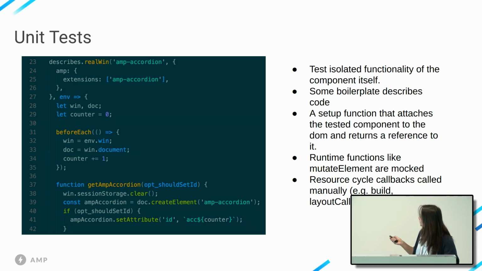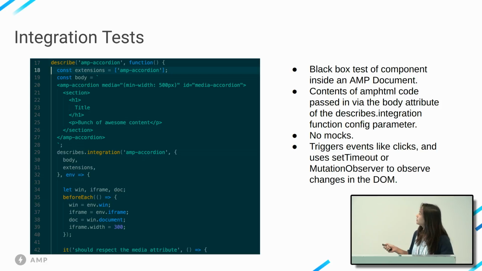So that's unit tests. And then we have integration tests. They look something like this. In particular, you'll notice that there's actual AMP HTML here that you will write. And it's a black box test of a component inside an AMP doc. And so there's no mocking here.